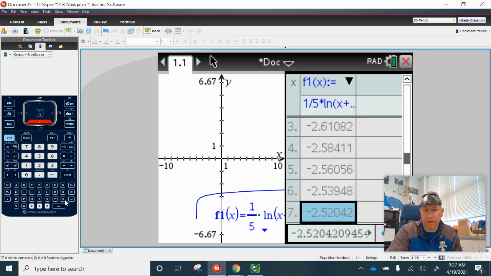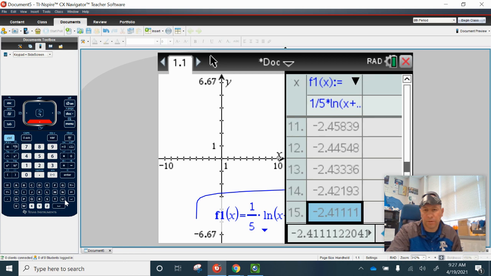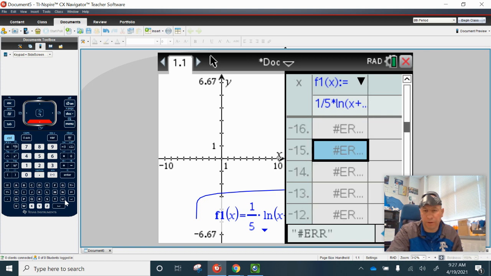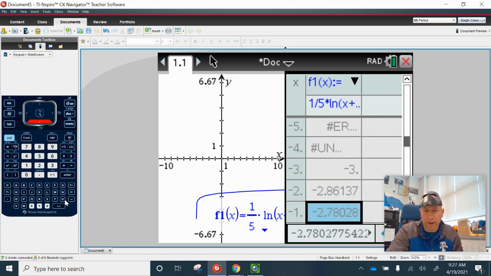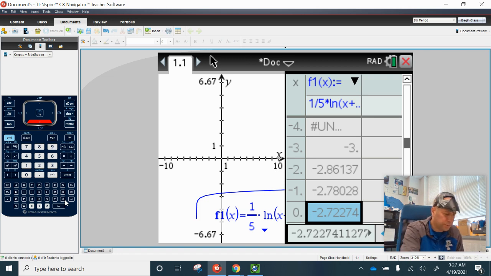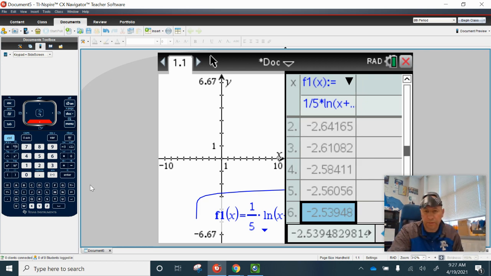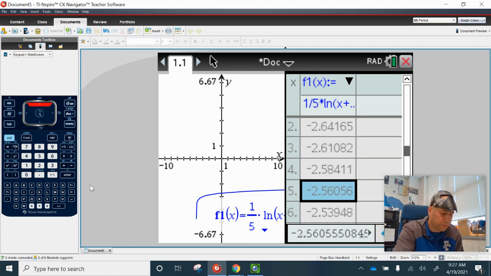So negative 3 is a good point. And let's see if we have any other. Doesn't look like we have any perfect decimals, so we're just going to have to use what we have. So let's do 0, negative 2.7. Again, these are just going to have to be approximated points. And 5, negative 2.5.